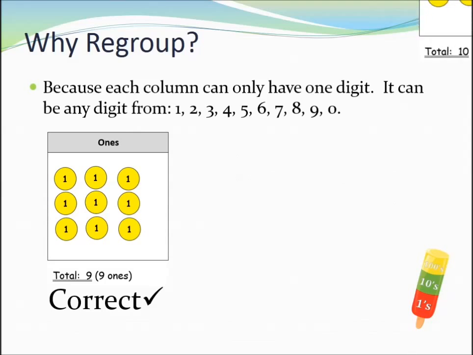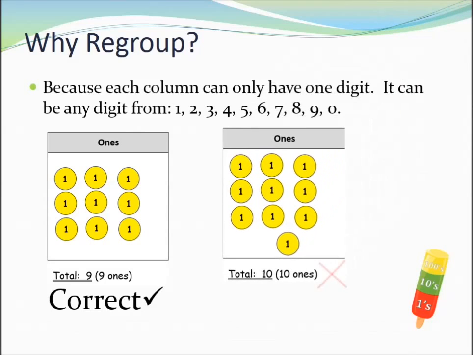However, in this example, when I'm doing my addition or subtraction or multiplication, I'm ending up with 10 ones. That exceeds the one digit limitation for the place value. That's incorrect. When you come across this situation, you have to regroup to fix it.